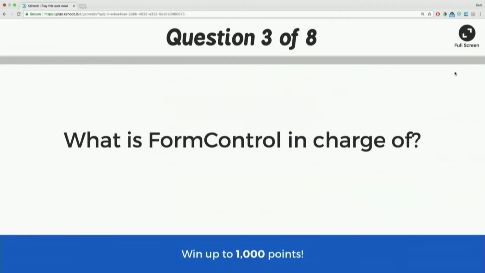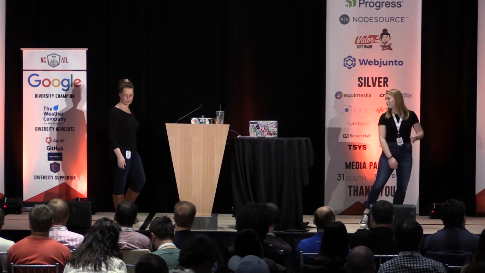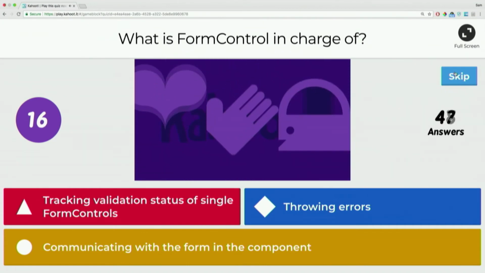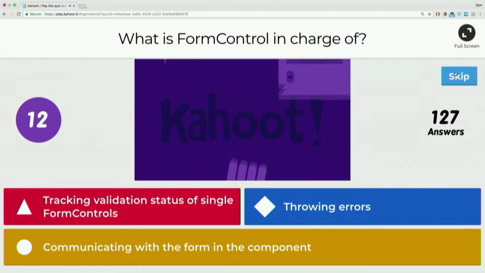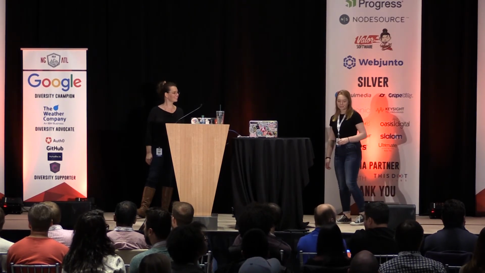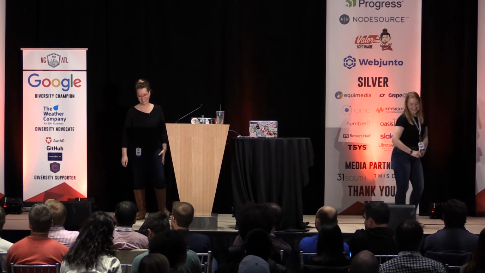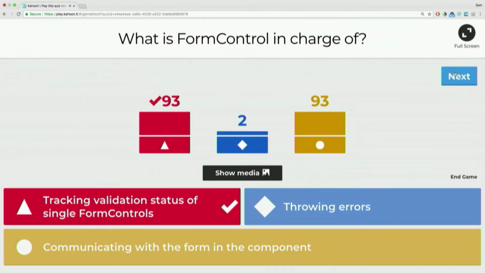Okay, next. What is the form control in charge of? Oh, you can win 1,000 points for this one. Tracking validation status of a single form control, throwing errors, or communicating with the form in the component. All right, time's up.